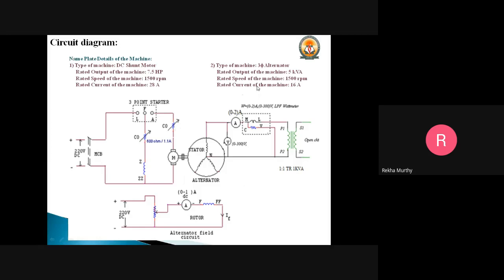The alternator again has a rated speed of 1500 rpm, and the rated output of this machine, the alternator, is usually specified in terms of kVA. So it is 5 kVA, and the rated current is around 16 amperes. Now the common thing which you have to remember is that the speed is around 1500 rpm, definitely, because both of them are coupled to each other. So keep 1500 rpm in mind, so that we can start up with the experiment.